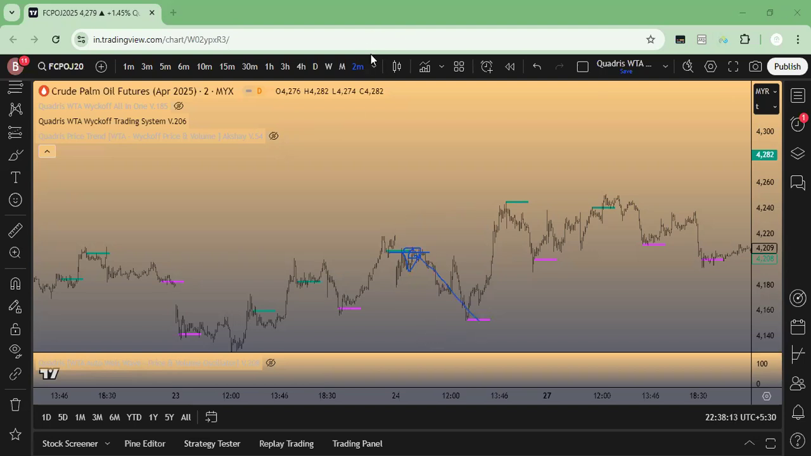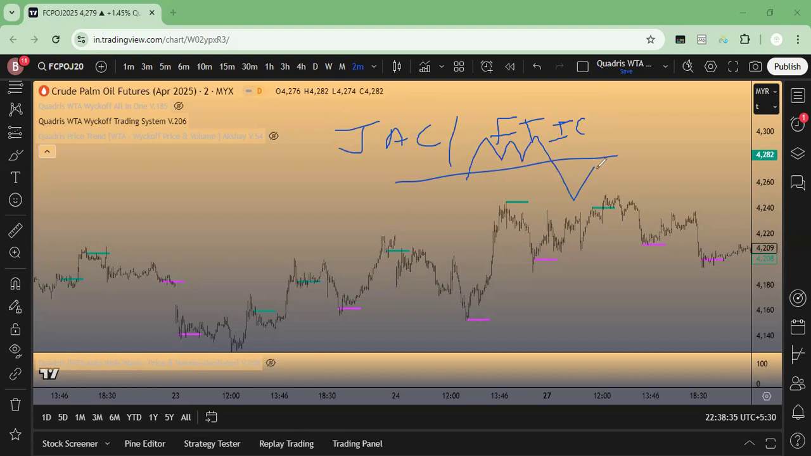So by definition, what is jump across the creek and what is FTI, fall through the ice? These are analogies added later on into Wyckoff. Falling through the ice means it happens after a distribution phase. Jump across the creek means it happens after accumulation. So in this particular case, is it jump across the creek or fall through the ice? It is fall through the ice.